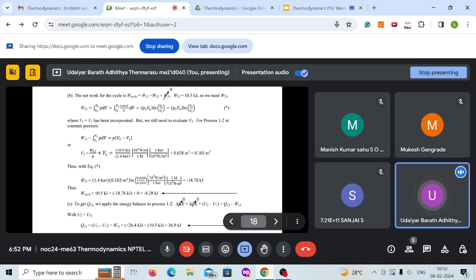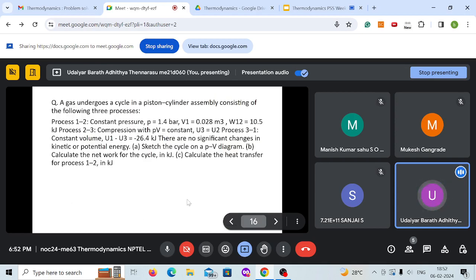So the total net work done is nothing but the sum of these. So it will be minus 18.78 plus 10.5 kilojoules. This will come out to be minus 8.28 kilojoules. In this process, if you see, there is a net negative. So this amount of energy has to be given to the system. You have to supply 8.28 kilojoules to the system.